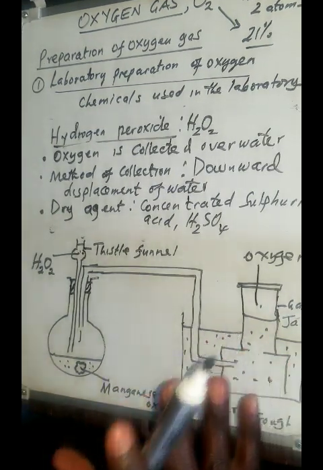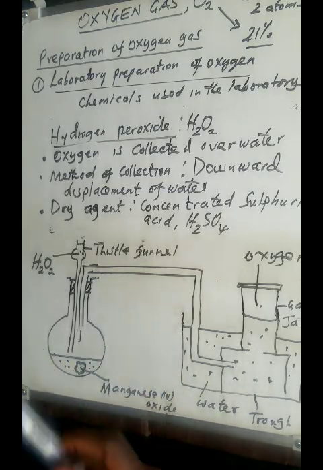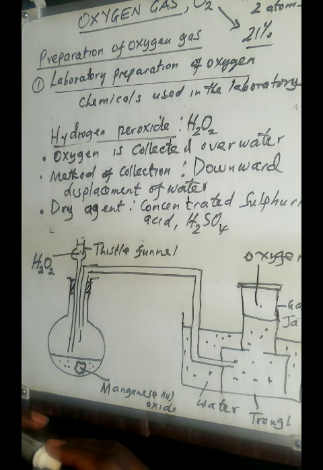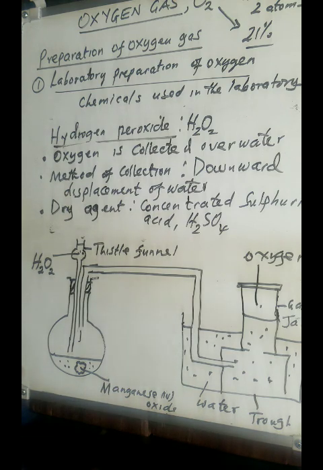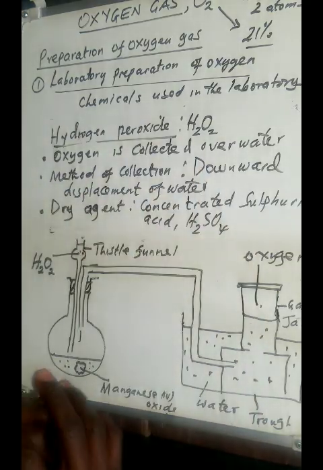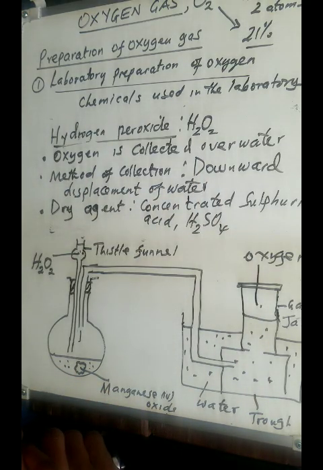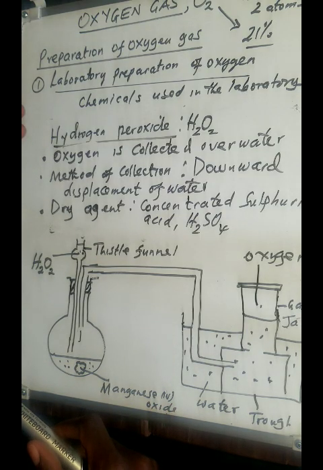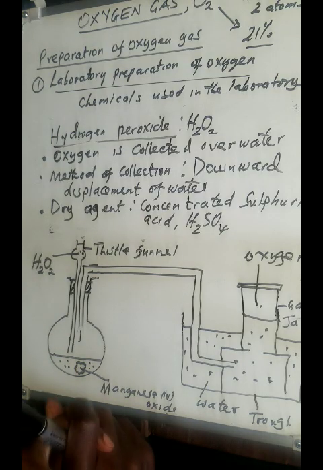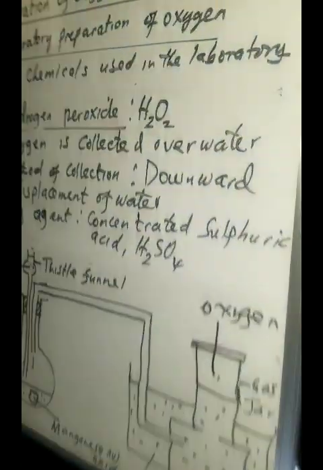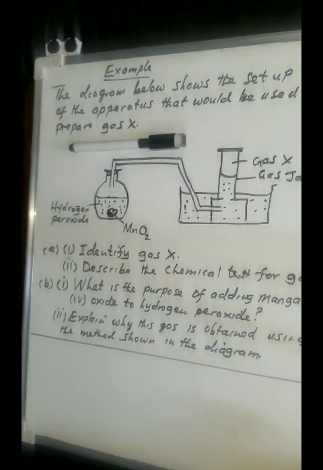So once you know the 3 chemicals that we have talked about, using hydrogen peroxide, using potassium perchlorate, you can also use potassium nitrate or sodium nitrate. Remember, when it comes to hydrogen peroxide and potassium perchlorate, you need a catalyst which we call manganese 4 oxide. In the case of potassium perchlorate, heating is required, but for hydrogen peroxide, no heating is required. Let me show you a sample question of what you need to do there in the exam.